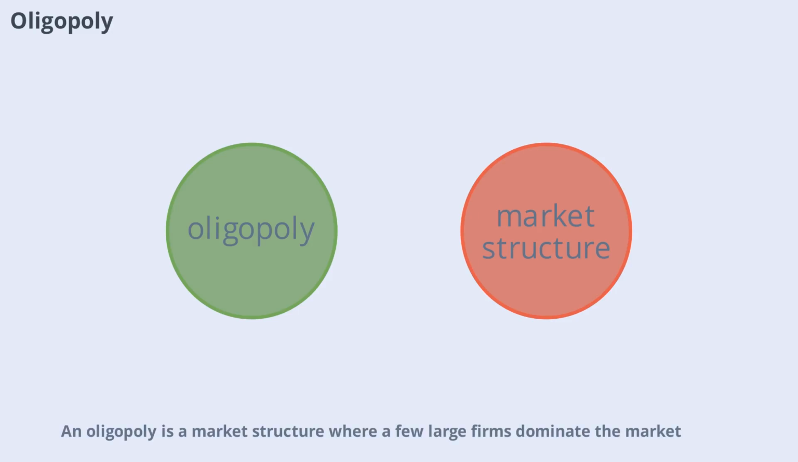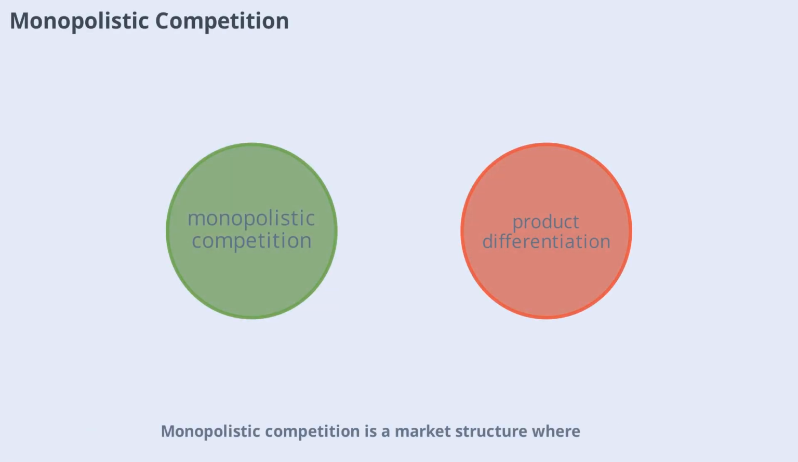Oligopoly is a market structure where a few large firms dominate the market. These firms may compete or cooperate, and their decisions can have a big impact on prices and output. Oligopolies are common in industries like airlines, automobiles, and telecommunications. Understanding how firms behave in oligopolies helps explain why prices may be stable or why companies sometimes act together to limit competition.